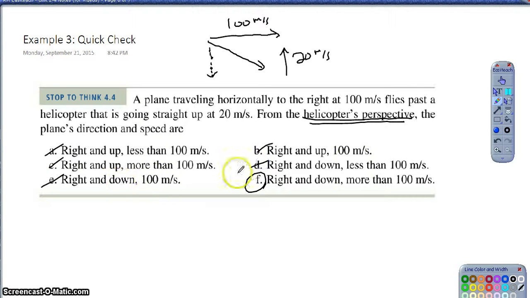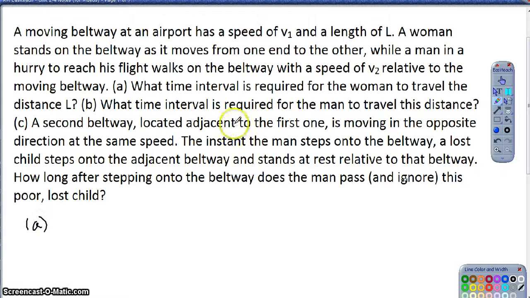It is not exactly 100, and it is not less than 100, because the vertical vector here is adding to the horizontal vector. They are not working against each other in any way, shape, or form. So even though this question, as you read through it, has everything left in terms of variables, with no specific measurements given, I hope you agree it's still a pretty easy question as long as we take the time to set it up.